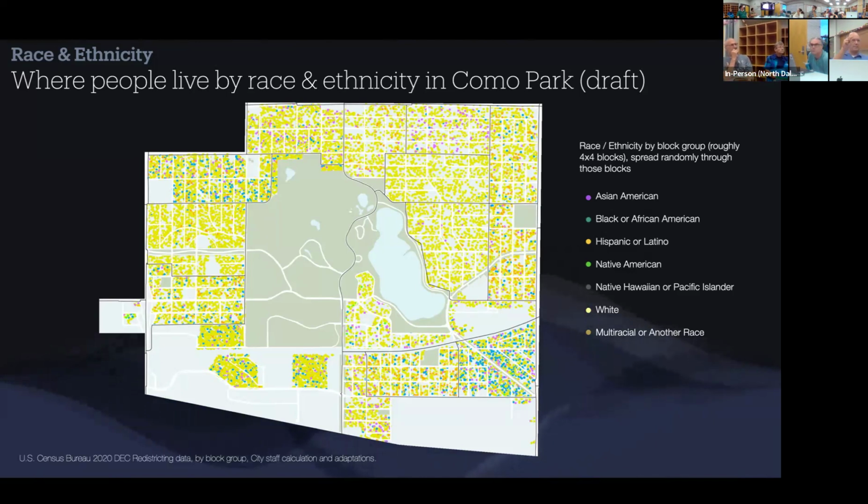And then within the black boxes, those are block groups. And so we took the demographics of that block group and we just randomly spread the representative dots by race and ethnicity across each of those black outline boxes. So again, would love to drill down to the block.